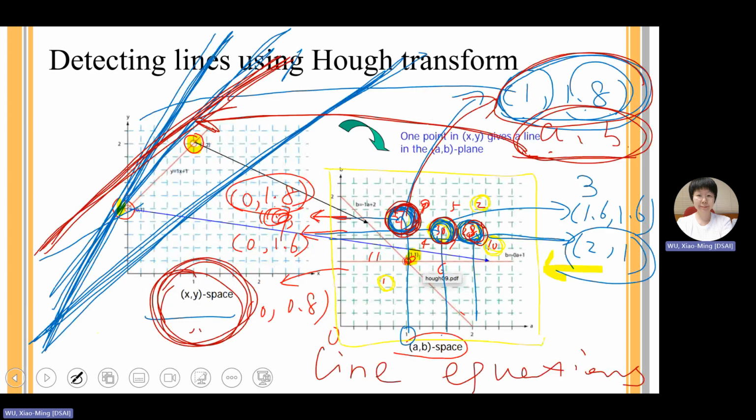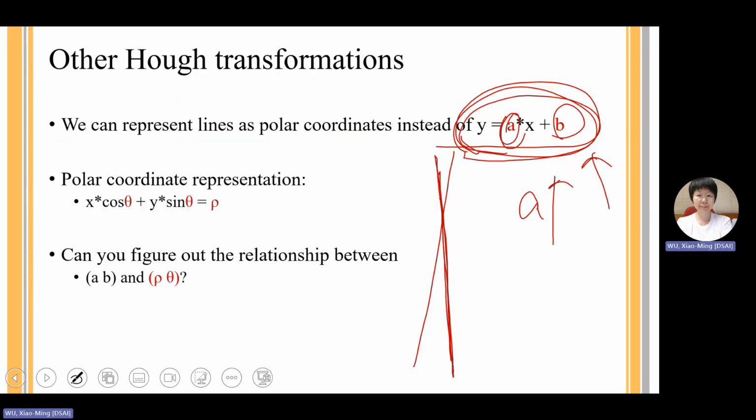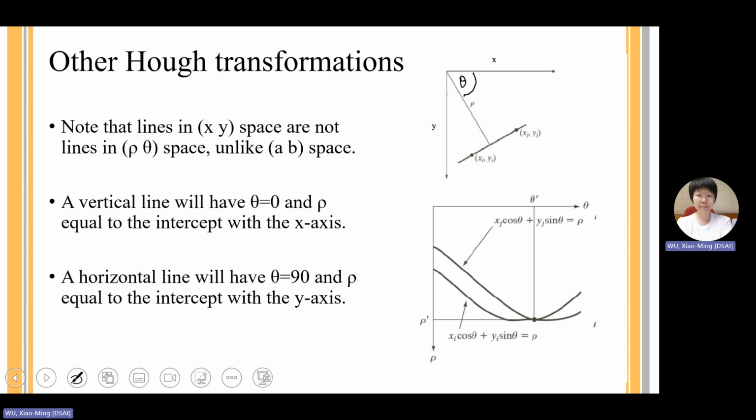So think about this. If we want to represent a vertical line, then we need to consider very large A, and we need to quantize the AB space. It will be difficult to quantize the AB space if we need to consider very large A. Therefore, we resort to polar representation. We represent a line using theta, where theta means the normal. This is the normal vector.